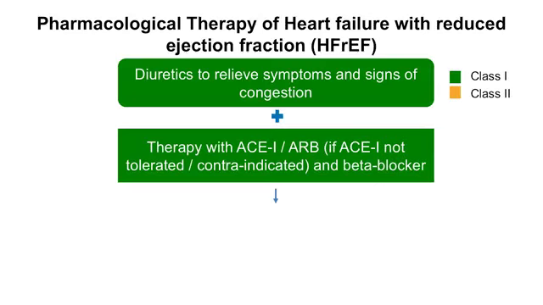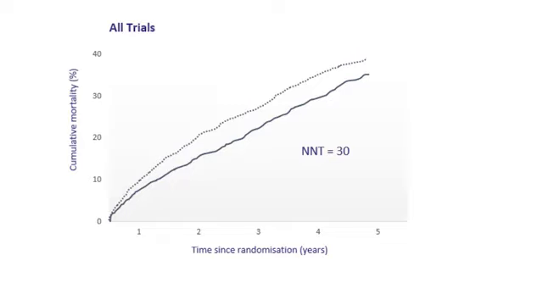After we controlled symptoms and signs of congestion, we should add a therapy that reduces mortality in our patients. To do this, we have, for example, ACE inhibitors. This slide shows you a summary of all the ACE inhibitor trials done in the past. It shows you that you need to treat 30 patients to reduce one clinical event. So it's a very effective class of drugs.